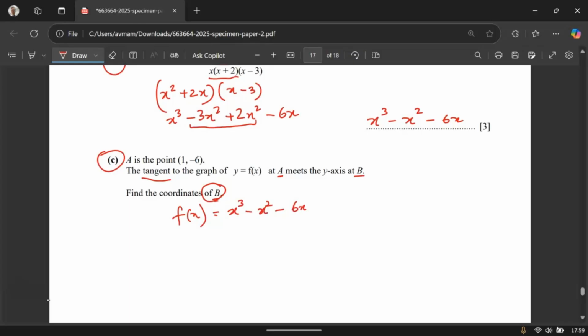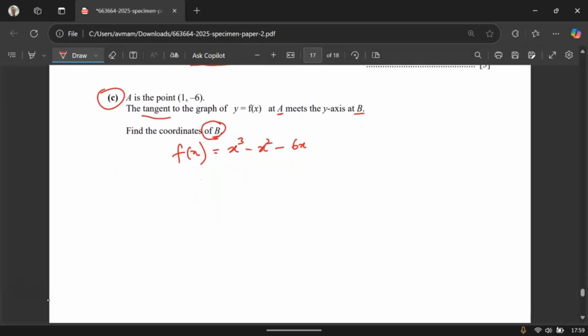Now let us derive the gradient of the curve by using differentiation. So f prime of x: the power, which is 3 over here, becomes the coefficient of x, and the power decreases by 1, which becomes 2. Then we have minus, the power is 2, so minus 2x. When you decrease the power by 1, it becomes 0, so we don't need to write it, it's minus 6.